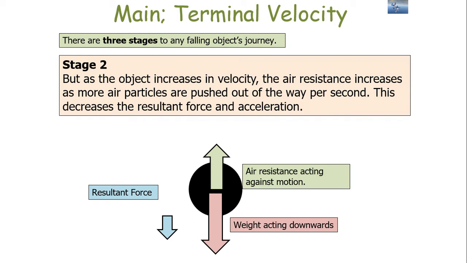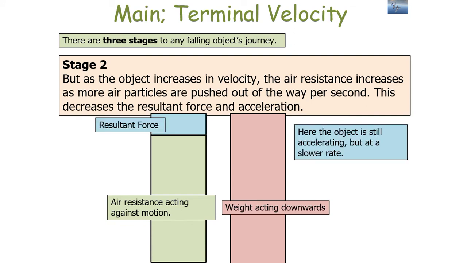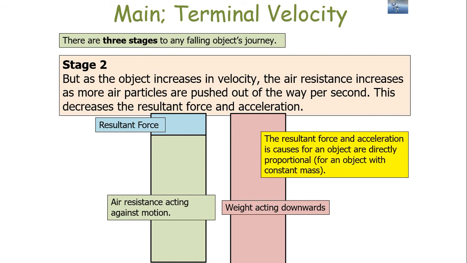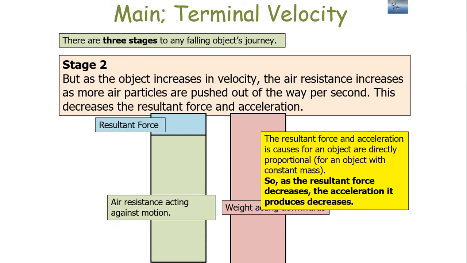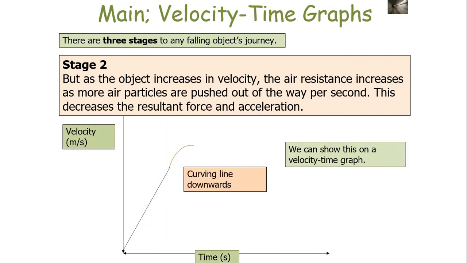But as the object increases in velocity, the air resistance increases as more air particles are pushed out of the way per second. So it decreases the resultant force, it decreases the acceleration. So now your air resistance has got bigger, your resultant force is smaller, so you've still got acceleration, but it's a smaller acceleration because the resultant force and the acceleration are directly proportional. That's Newton's second law of motion. So as the resultant force decreases, the acceleration it produces decreases. So don't forget to talk about this stage in a fallen object's journey.